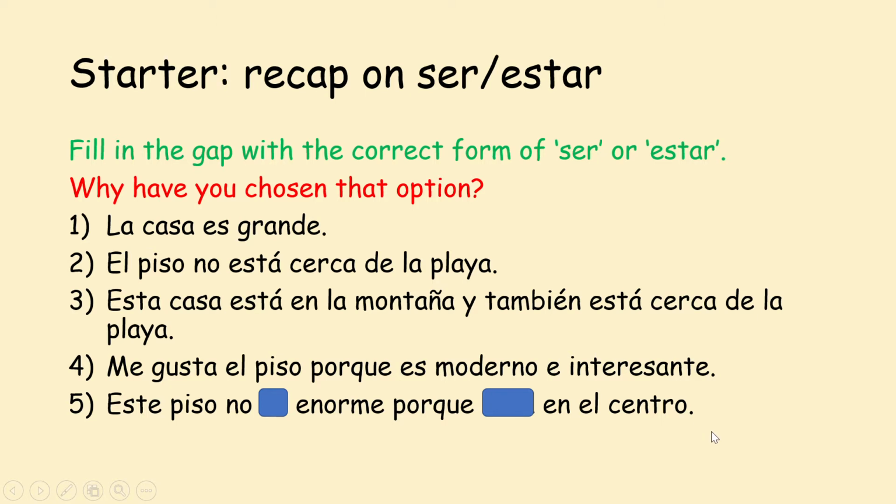And the last one, number 5. Este piso no es enorme porque está en el centro. We've got both being used here because we're describing the flat, that it's not enormous because of the location, because it's in the city centre.